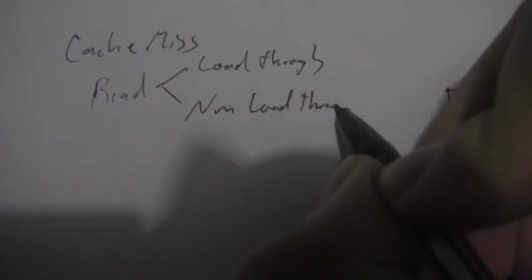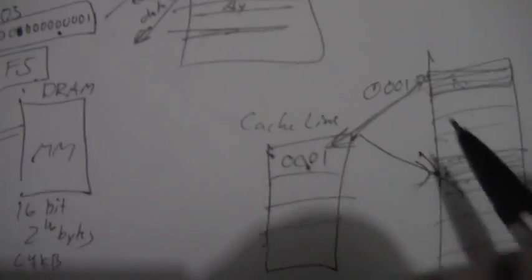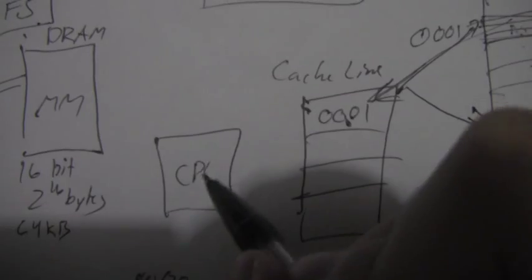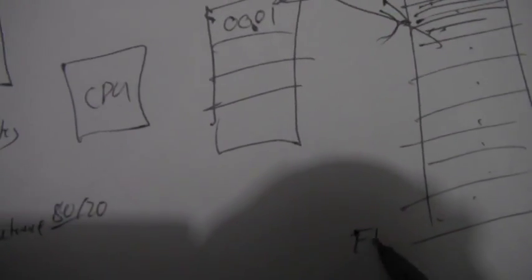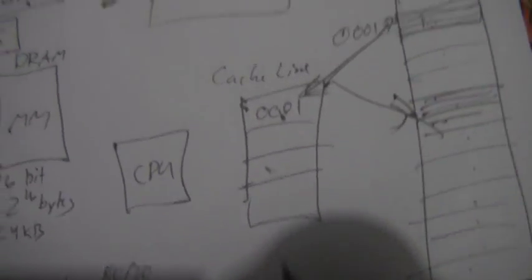When you're reading, there are two things you can do. You can load through or non-load through. When you write, you just write to the memory. So what's the difference between load through and non-load through? Well, load through, as the name says, is, okay, so let's say this CPU. You want to access this. Let's call this FF05. But of course it's not on the cache. So that's a cache miss.